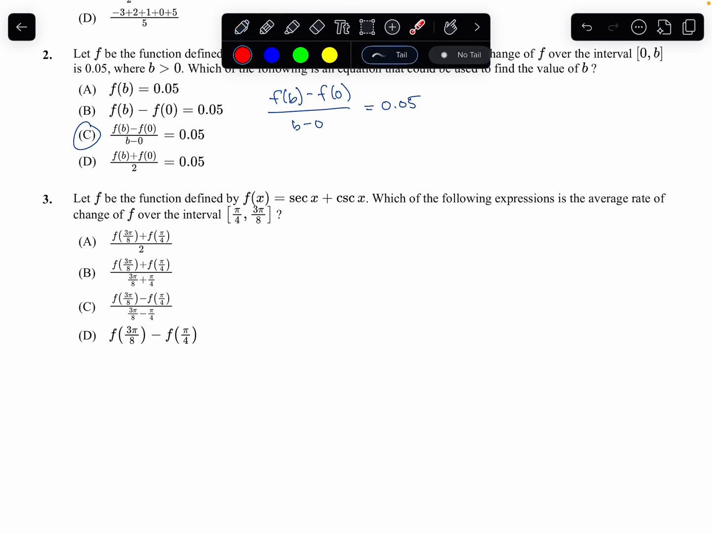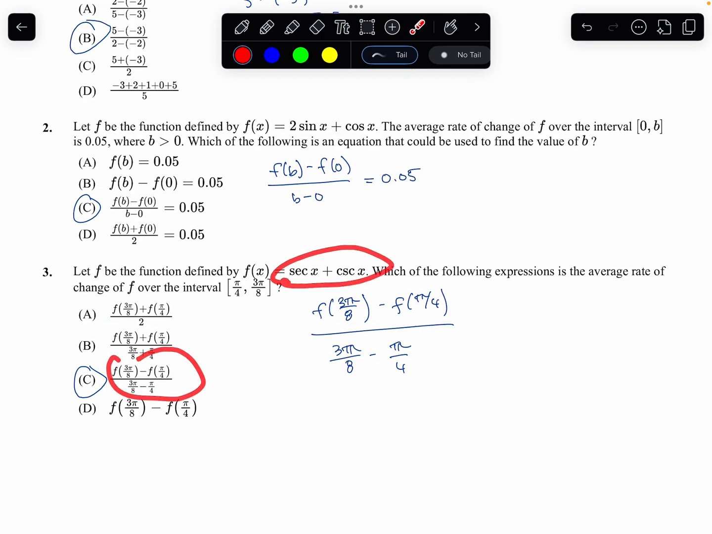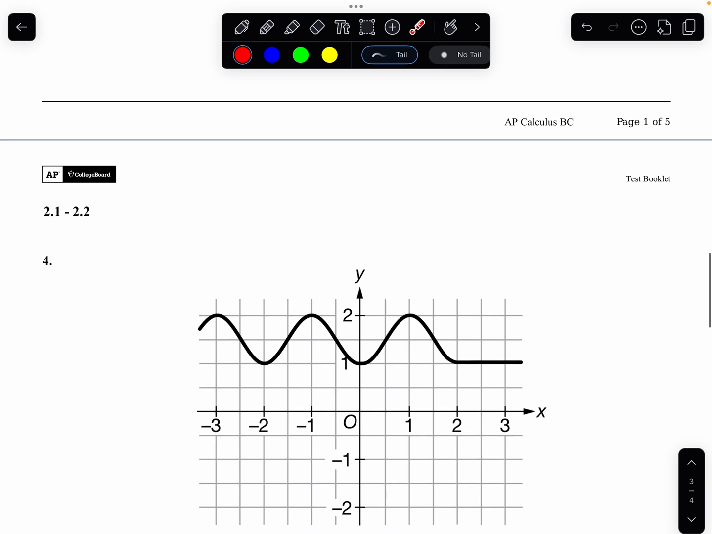For 3, let f be the function defined by f of x is equal to secant of x plus cosecant of x. Which of the following expressions is the average rate of change of f over the interval from pi over 4 to 3 pi over 8? So that would be f of 3 pi over 8 minus f of pi over 4, over 3 pi over 8 minus pi over 4. So it's got to be C. Man, what the heck? We're not even doing any math right here. Like, we're just writing out the function notation. We're letting all this beautiful trig go to waste. That's unfortunate.